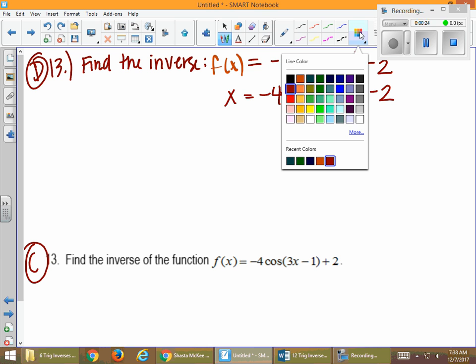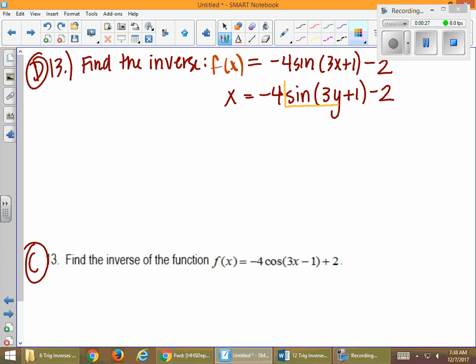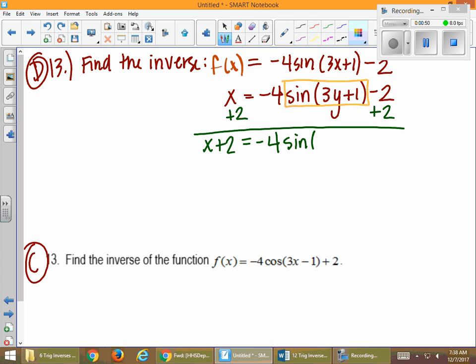Now, what we have to do first is just normal order of operations to get that by itself, the sine of whatever, or cosine of whatever. So I'm going to add the 2 and divide by -4. Not super picky about what you do with that -4. Divide that -4 over. You can put the negative out front, or you can leave it in the denominator. Again, not picky about that.